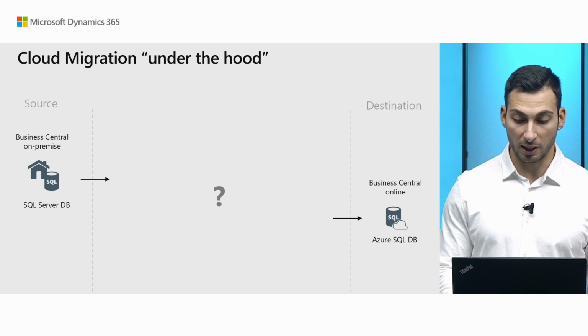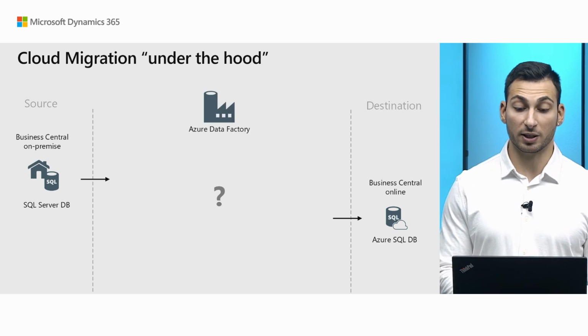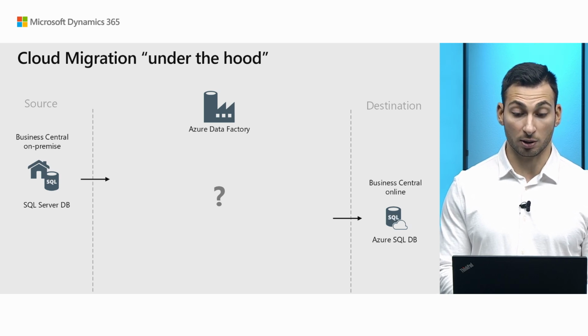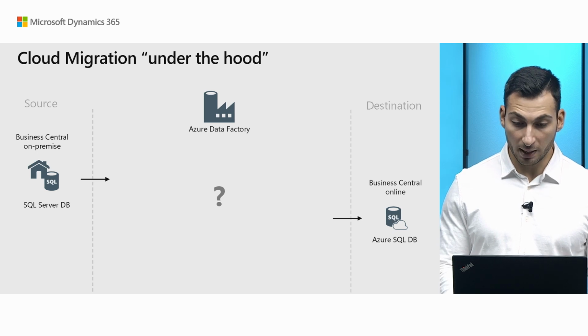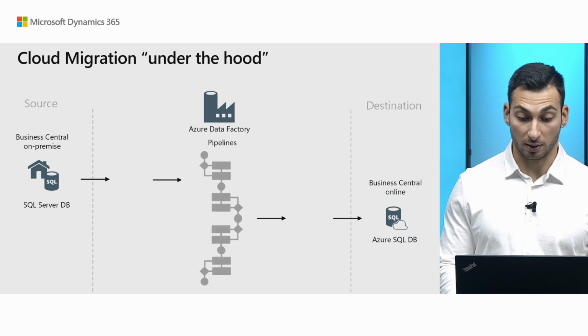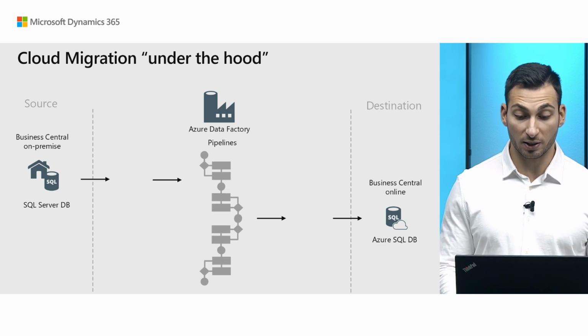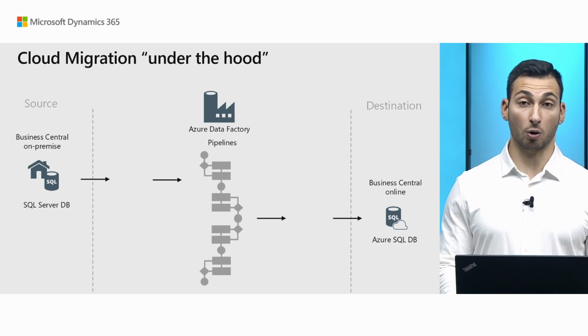So let's figure out what's happening in between when we run cloud migration. The main technology we rely on is the Azure Data Factory, which is an Azure cloud-based data integration service that takes care of moving and transforming the data across different data sources. And the main component that Azure Data Factory relies on is so-called pipelines. And what are these pipelines? They are basically just a chained grouping of activities, and each of them can either take care of moving, transforming, or controlling the flow of the data.